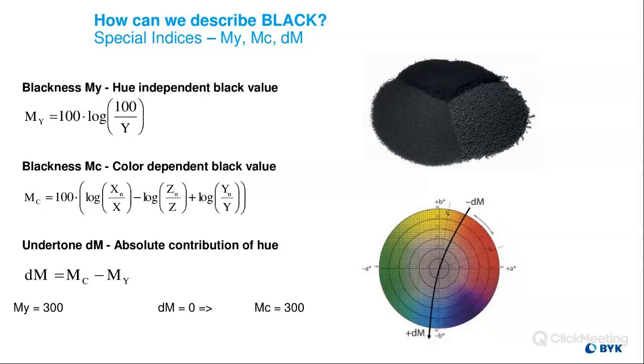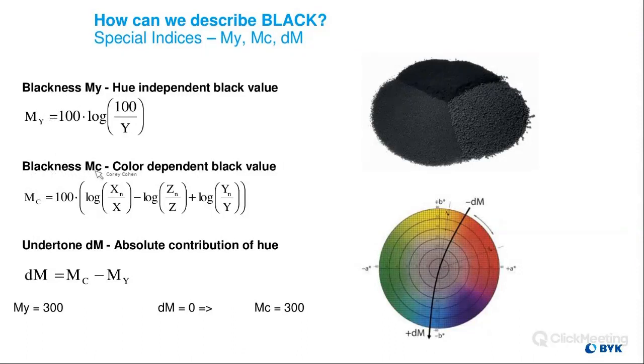And that's why there are blackness or jetness indices. There are three main values that are used to describe blacks. Those are the MY value, that's the hue independent black value. So that's entirely based on the Y tri-stimulus value. Y is often referred to as overall reflectance. So this value essentially just tells you how light or dark the black is.